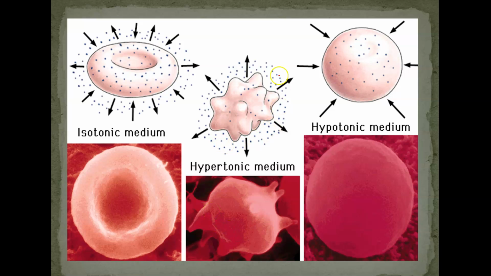Hypertonic, we have quite more solutes on the outside. That means the water is going to want to move out to balance that solute out. And lastly, we have our hypotonic, nice big circle here, and we'll see more solutes on the inside, so water is going to want to go in to balance that solution.